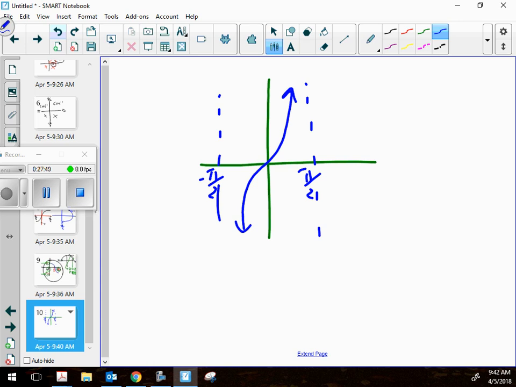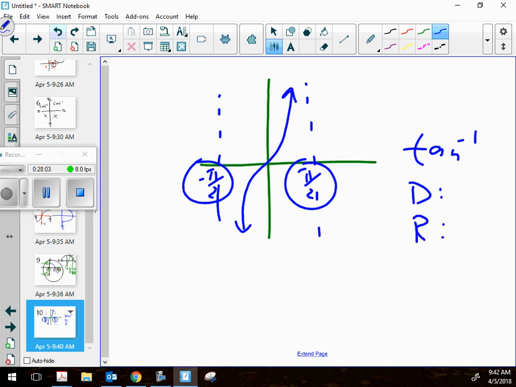Inverse tangent's domain or range? Well, I'm going to take the domain of this one, and it'll make the range of the other one. So here's inverse tan. Inverse tan's domain and range. The domain will come from the range, and the range will come from the domain. So I ask again, this guy, regular tangent, what's its domain and range?